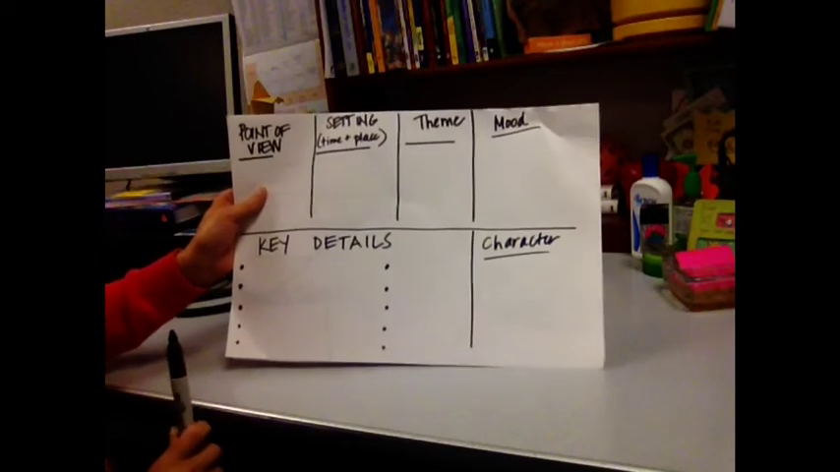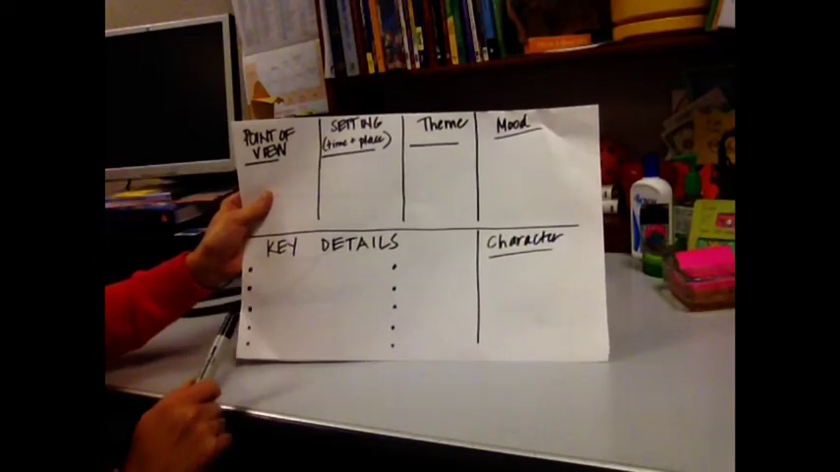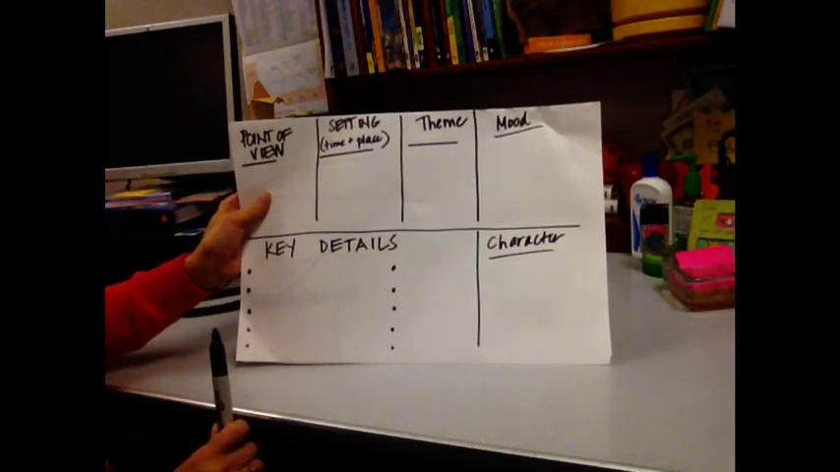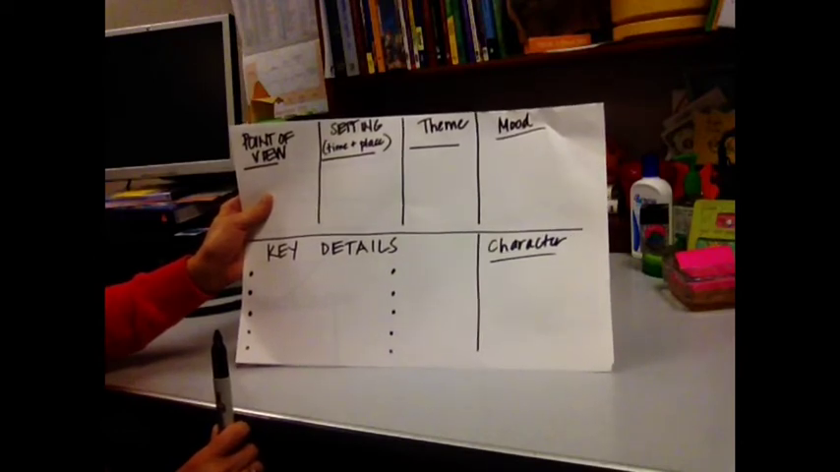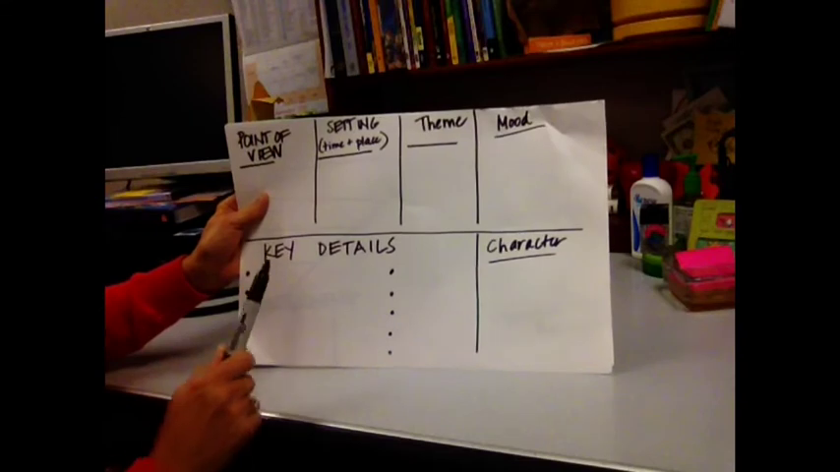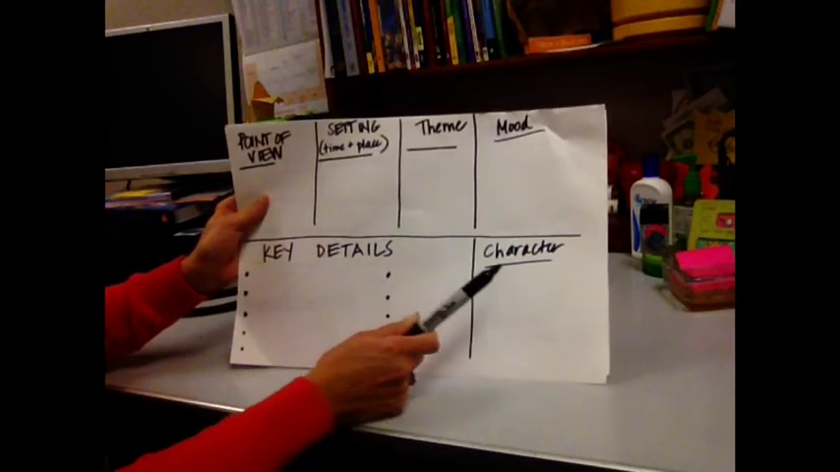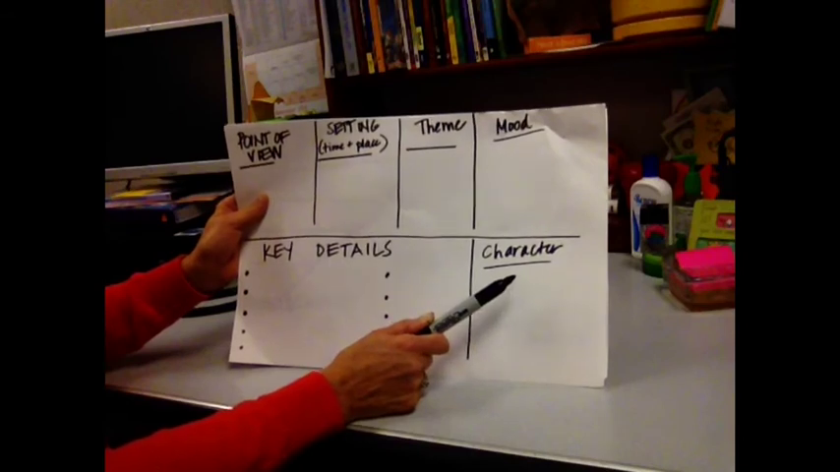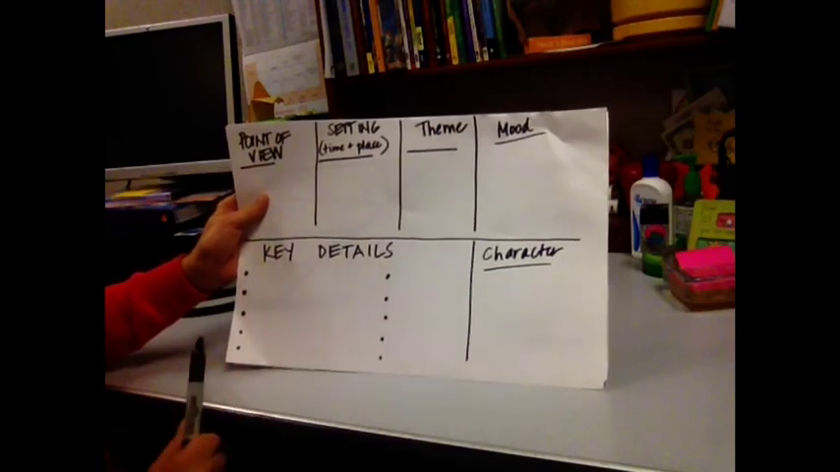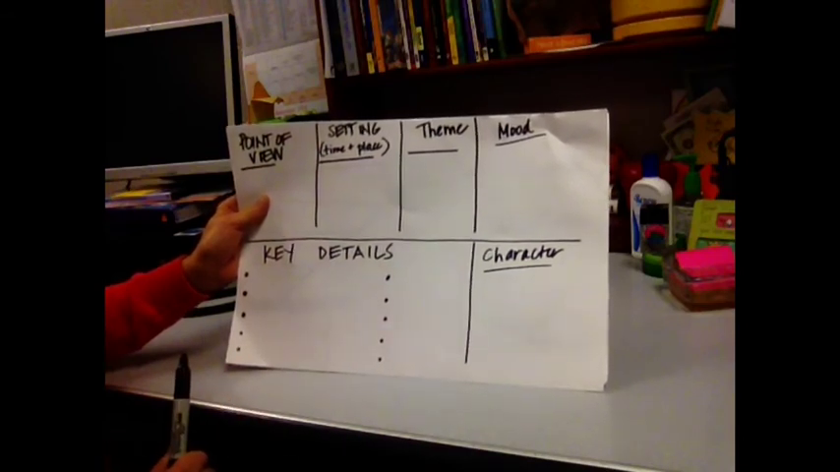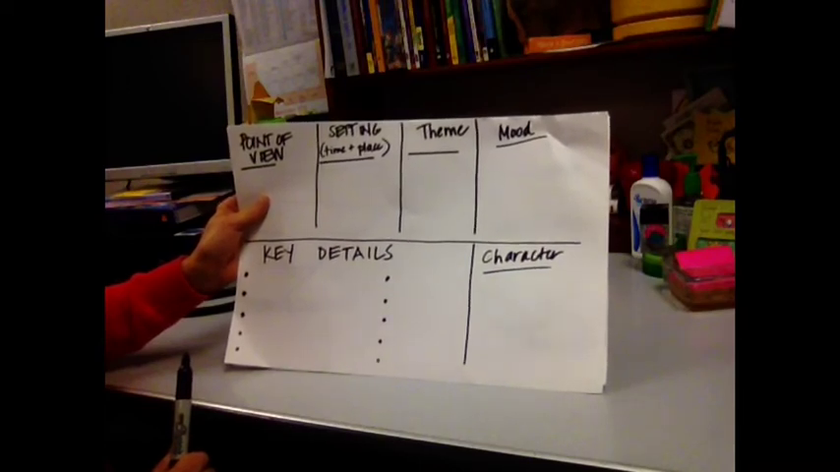Now, we talked about the rising action, but what are some key details from the book? What are some things that make this book unique? What are some interesting words? What are some features of the book that really set it apart? Those are your key details. And finally, who are the main characters in the book and what are they like? This will help you get your thoughts together as you get ready to make your whole book in 90 seconds.